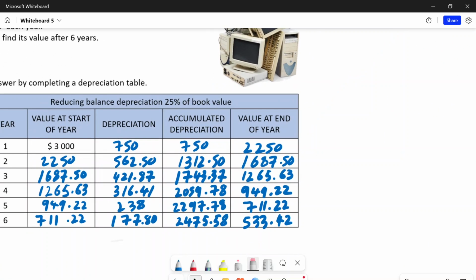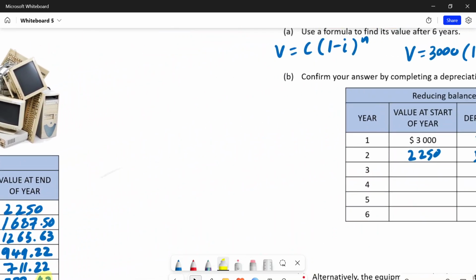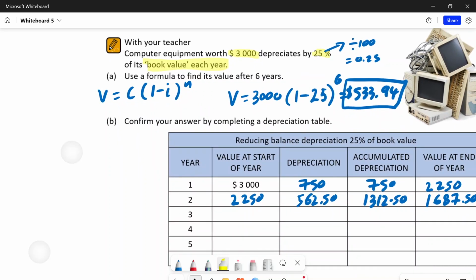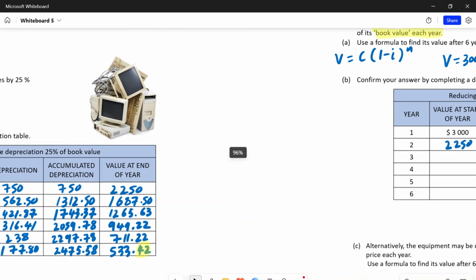Okay, there it is. All right, so check that against your answers. Just a little note here. I was rounding to 2 decimal places as I went, so that does have a bit of an effect. You can see that we've gone to 533.42, whereas up here we said 533.94. That's about 52 cents difference. But the reason for that is just because of rounding off to 2 decimal places along the way.